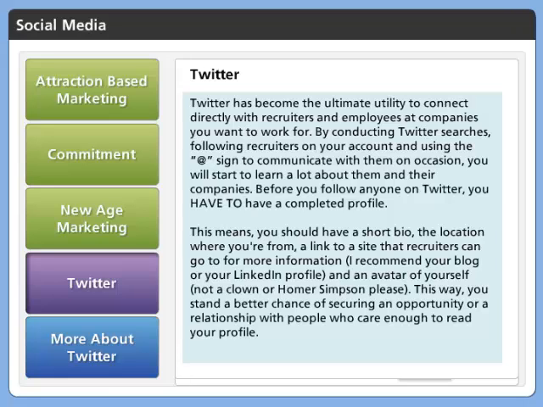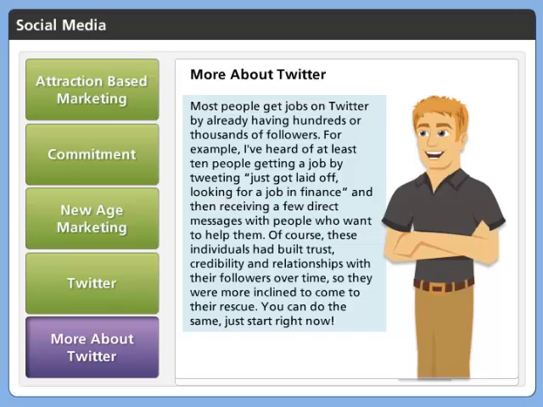More about Twitter. Most people get jobs on Twitter by already having hundreds or thousands of followers. For example, I've heard of at least 10 people getting a job by tweeting, "just got laid off, looking for a job in finance," and then receiving a few direct messages from people who want to help them. Of course, these individuals had built trust, credibility, and relationships with their followers over time, so they were more inclined to come to the rescue. You can do the same.